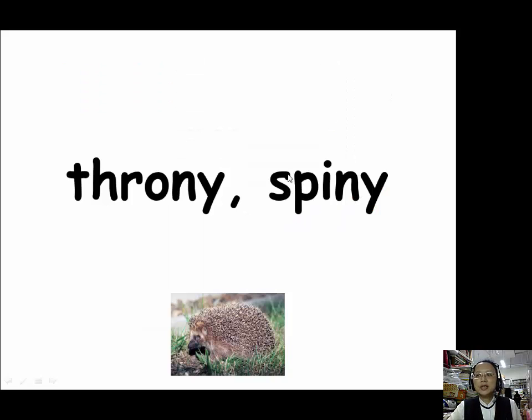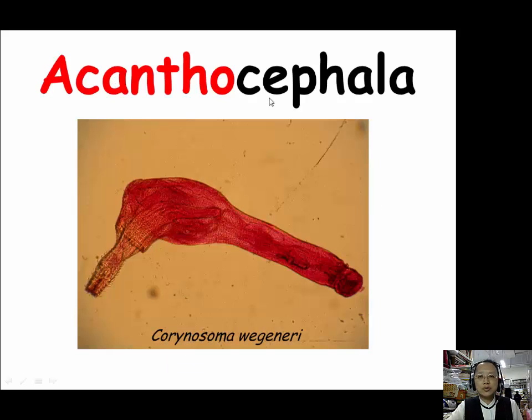When we talk about things that have spiny shapes, we can use the prefix acanth. Let's see our example. Acanthocephala. Acanthocephala is the thorny-headed worms. They belong to a phylum of parasites that often infest animals like cats and also humans too.